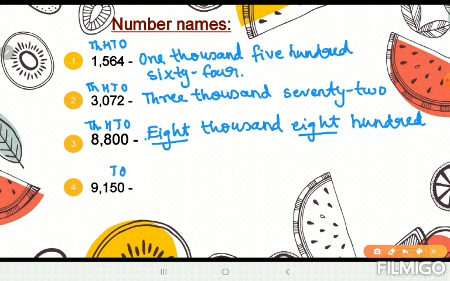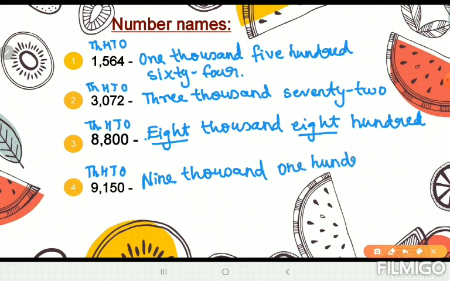Okay, let's place it in a place value chart. What is there in the thousands place? 9. So first we write 9,000. What is in the hundreds place? 1. So 9,100.